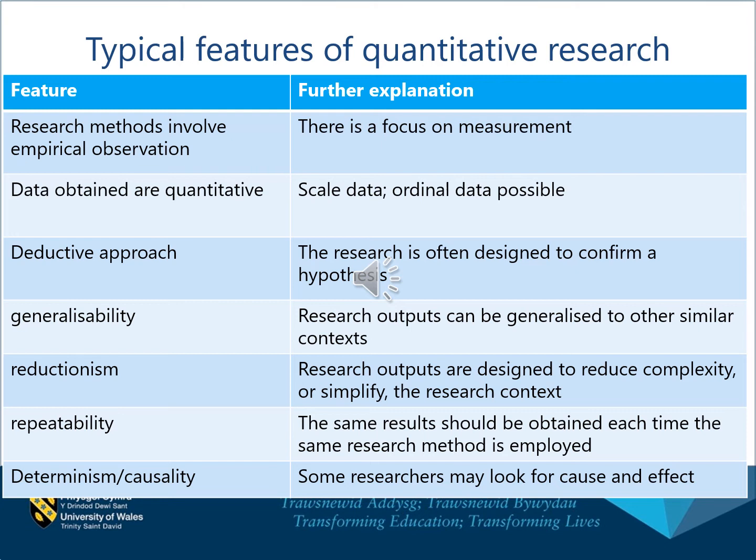The approach is often deductive, meaning that there is an underlying hypothesis which is proved or disproved. There may be a wish to generalize research outputs into other contexts. There may also be a desire to obtain a simple solution or principle. We call this reductionism. Quantitative research is usually repeatable if it's done well. In other words, the same results should be obtained each time a particular research method is employed.